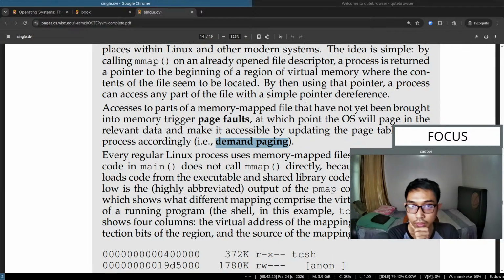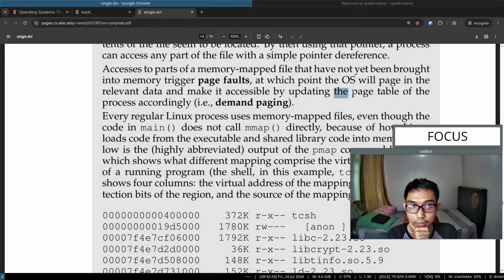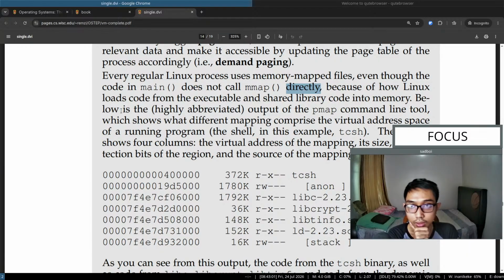Access to part of a memory mapped file that has not yet been brought into memory triggers a page fault, at which point the operating system will page in the relevant data and make it accessible by updating the page table of the process accordingly. Every regular Linux process uses memory mapped files, even though the code in main does not call mmap directly, because of how Linux loads code from the executable and shared library code into memory.